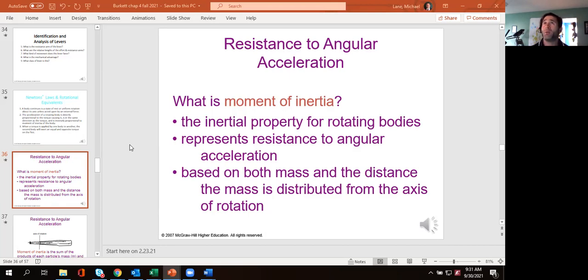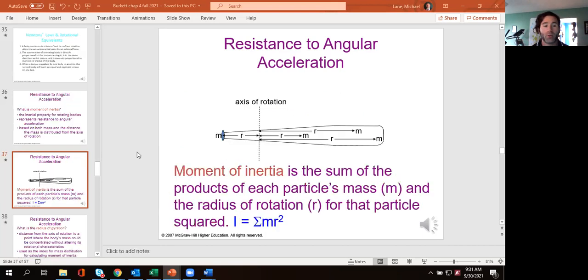It's based upon the mass of the object and the distance it's distributed over the axis. So something that happens to be wider and heavier is going to have a greater moment of inertia. The way we figure out moment of inertia is we take the sum, that's what the sigma stands for, of the mass of the object around its radius. We could have a baseball bat with a very heavy weight at the knob end. Even though there's a lot of mass and a larger radius on this side, the mass on the other side is so much longer that it compensates for it.